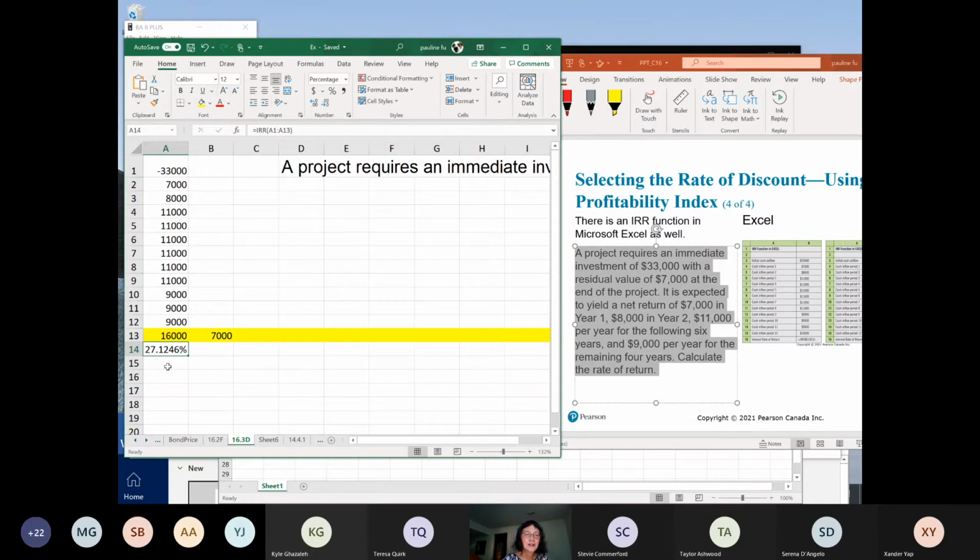As you can see, the important thing is to arrange this data in Excel format and also pay attention to the last number. Usually you also have residual value. You add the residual value to the last year benefit. Okay, any questions?